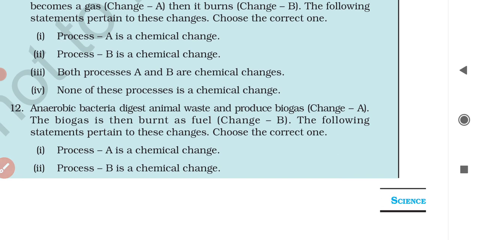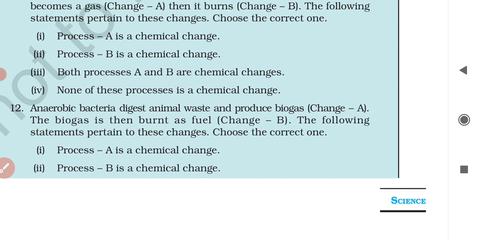Anaerobic bacteria digest animal waste and produce biogas. Anaerobic bacteria digest animal waste and produce what? Biogas. So the production of biogas from the animal waste is what? Physical change or chemical change? Since anaerobic bacteria is involved, it decomposes the animal waste to produce biogas. So this change is what? Directly, it is a chemical change. Process A is a chemical change.